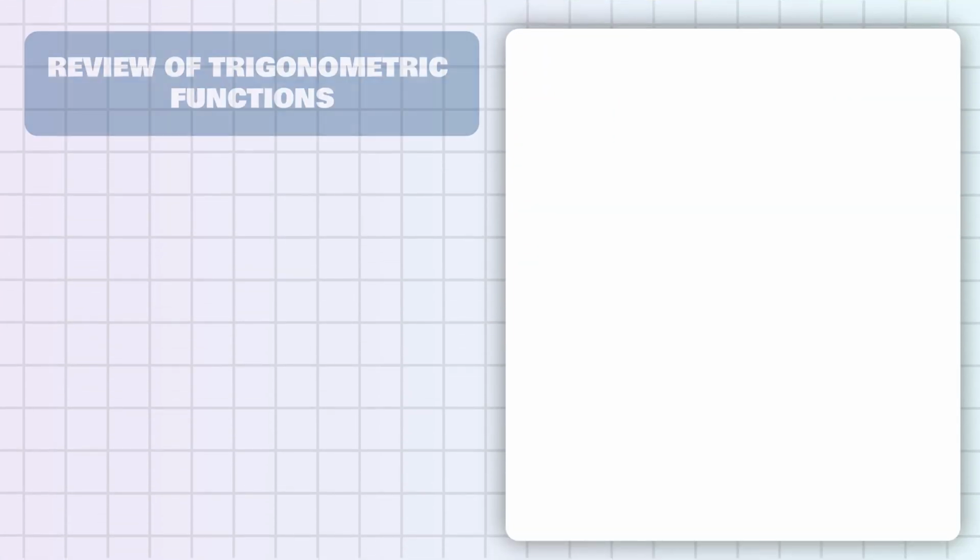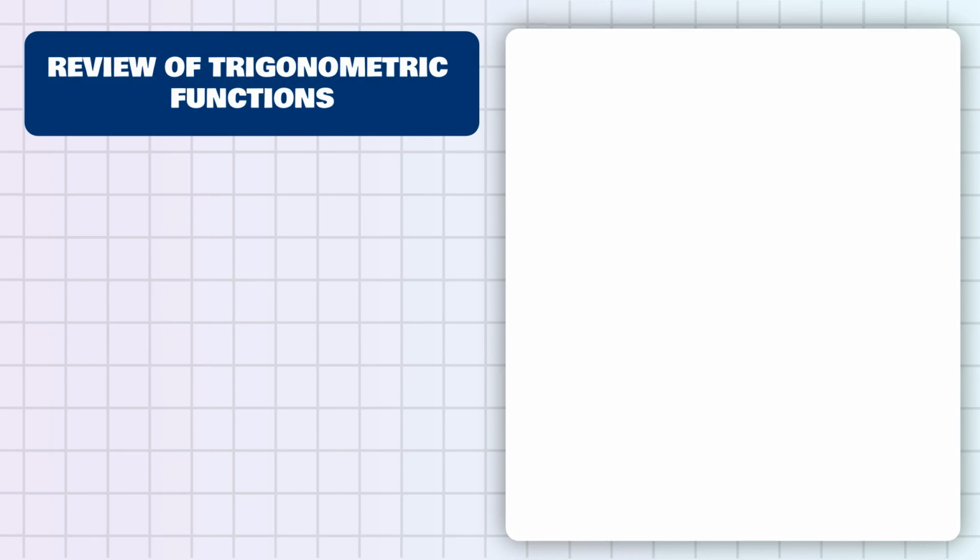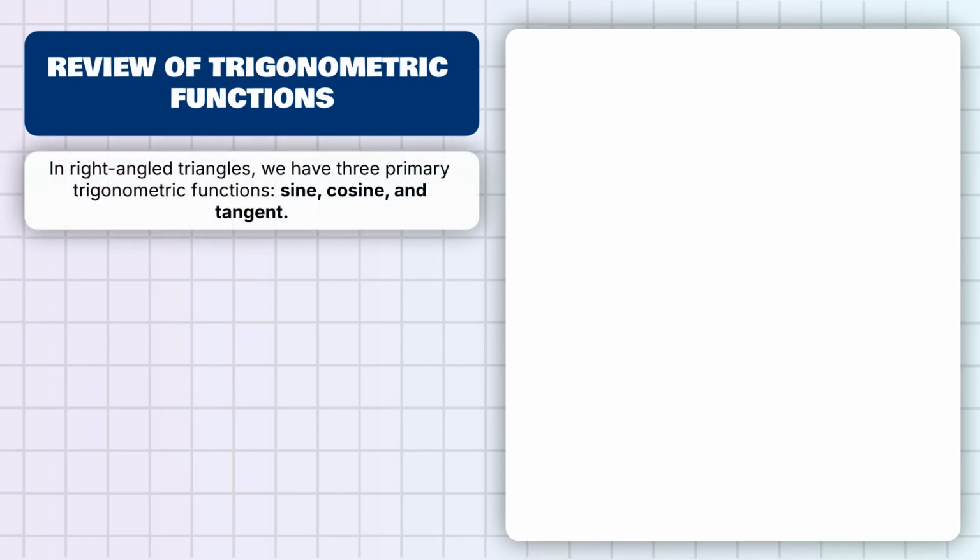Let's begin with a review of the trigonometric functions. In right-angled triangles, we have three primary trigonometric functions: sine, cosine, and tangent. Usually, these terms are abbreviated. These functions relate the angles of the triangles to the ratios of their side lengths.